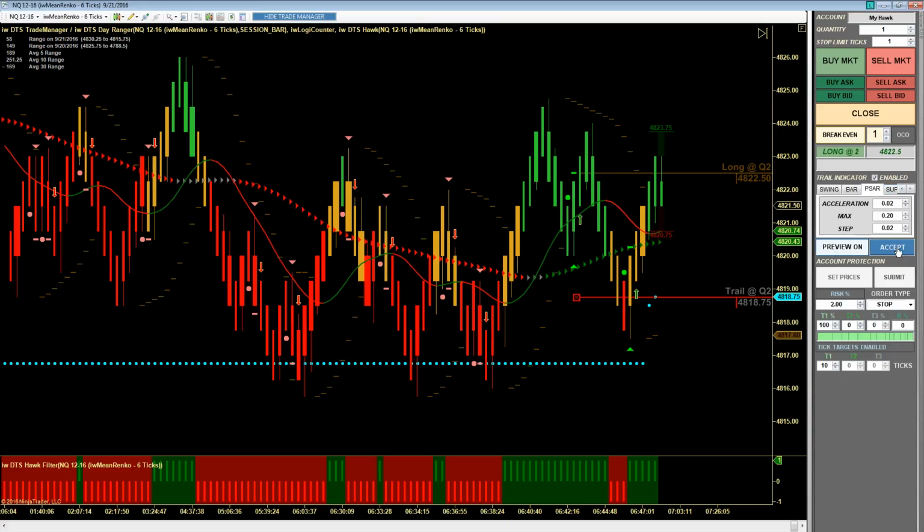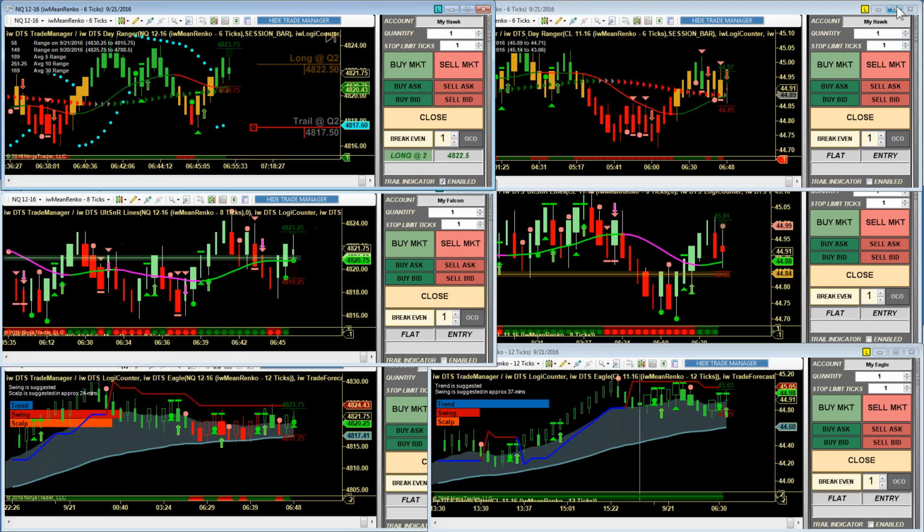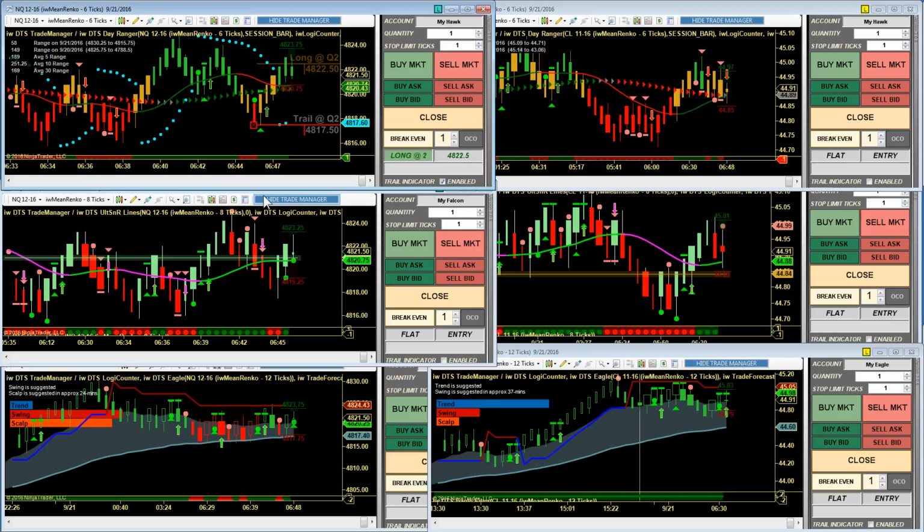All right, let's go with the parabolics then. So I'll go with the parabolic stop strategy. I can put this trade on the shelf now, and I can look for other opportunities because the Trade Manager will continue to manage this trade for me.